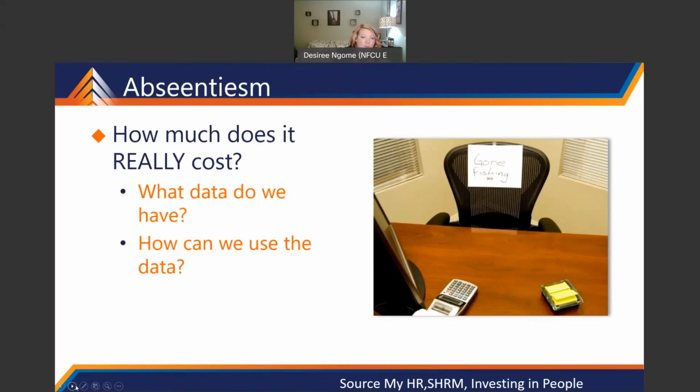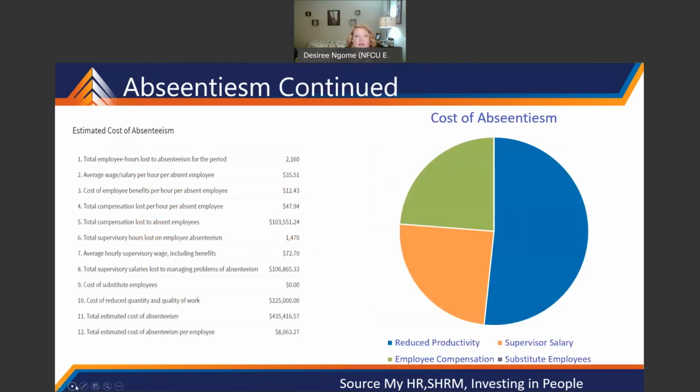So let's take a look at the breakdown of these costs. As you can see, looking at the breakdown of the cost of absenteeism on the screen, the highest costs were due to overtime, paid employee benefits, and the supervisor salaries lost due to managing problems of absenteeism. Supervisors generally spend an hour per absent employee on administrative duties to ensure that workshops are covered, projects are taken care of, and the absence has been communicated to all pertinent parties.